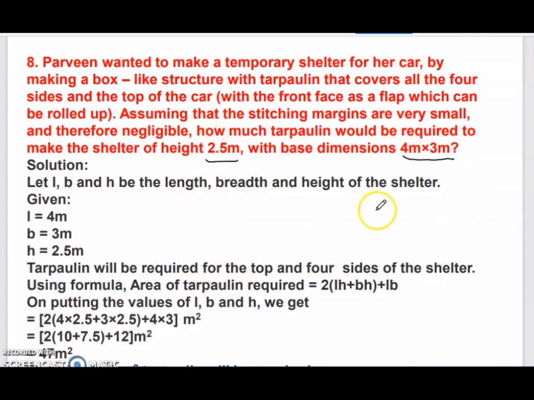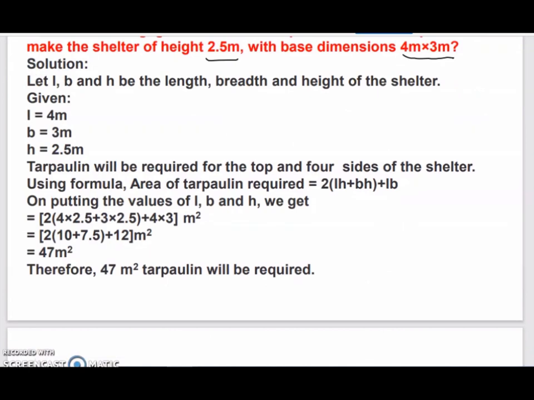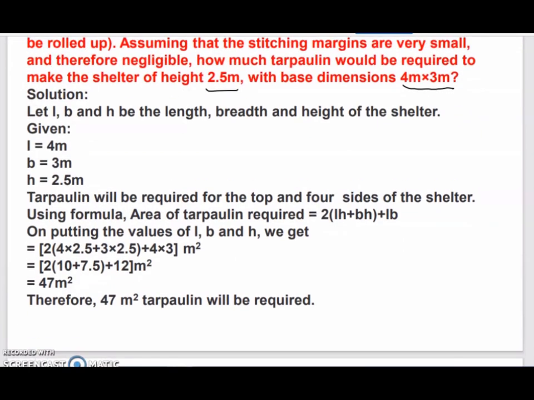Now this shelter that is being made for the car, this does not include the base of the car. So the area that will be required will be 2LH plus 2BH plus only 1 LB, because the base is excluded. So you will just substitute these values over here and you can find the area. That is 47 meters square. This much tarpaulin will be required to make this shelter.